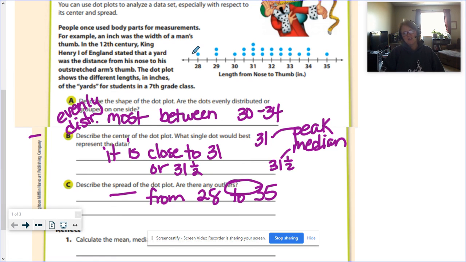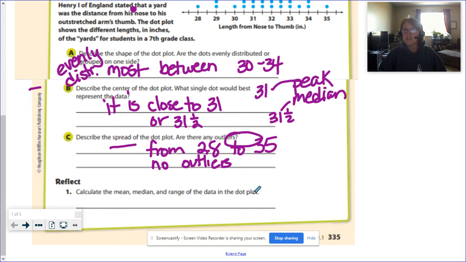Is there anything that appears to be way out of whack? Not really. This isn't that far away. If I had something way down here at like 20, that might be considered an outlier. So here we're going to say no outliers. How about mean, median, mode? Sometimes that's fairly easy to recognize from a data set.